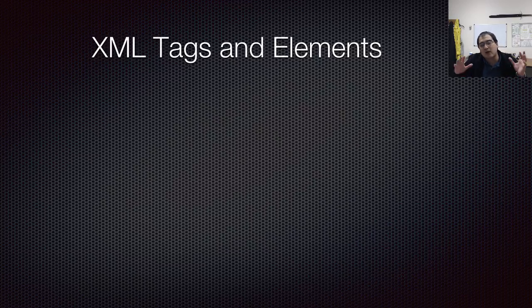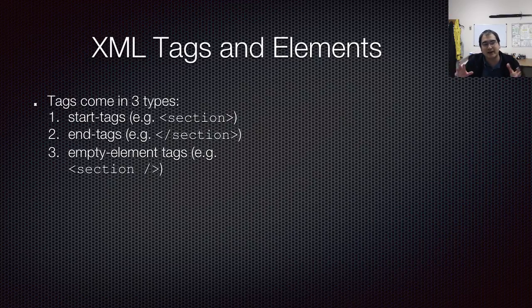Okay, so let's talk about what makes up XML. XML is composed of tags and elements. Tags come in three types. Start tags, which have the angle brackets, the less than and greater than symbols, and then the name of the tag in there. So this tag is a section tag. There are also end tags, which start with the less than symbol, then have a slash and section, and then the greater than symbol. And you can also have empty element tags, which you can see right there.